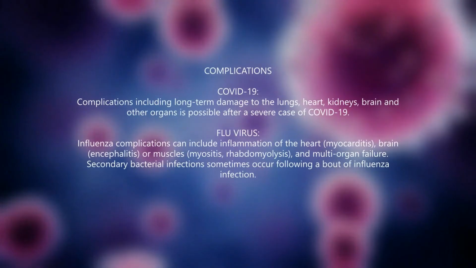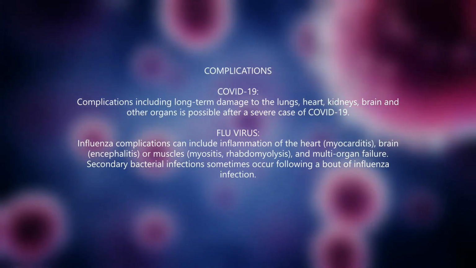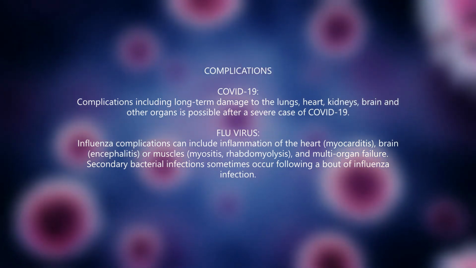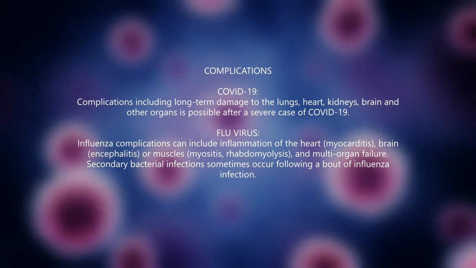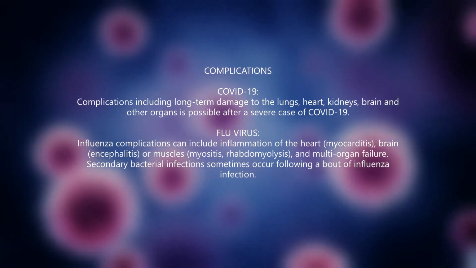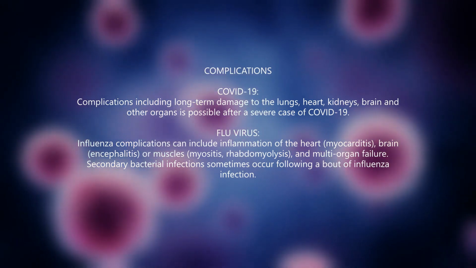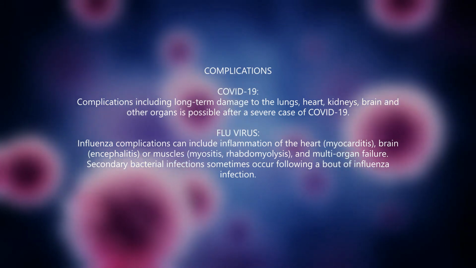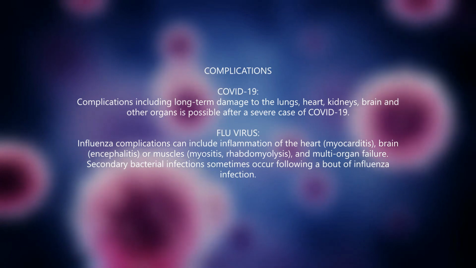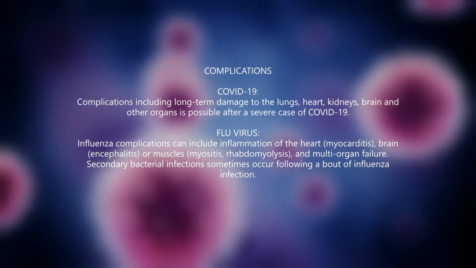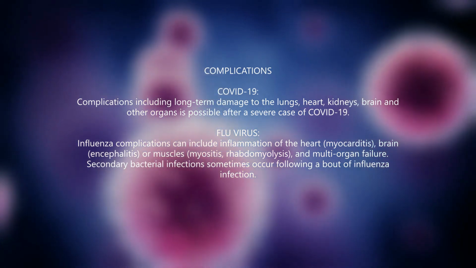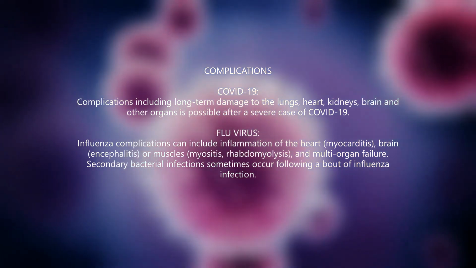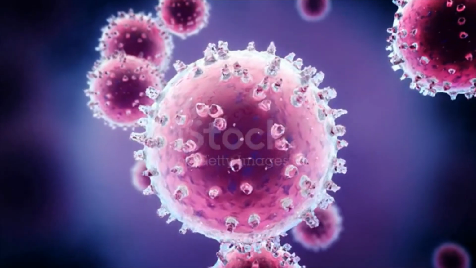For COVID-19, complications including long-term damage to the lungs, heart, kidneys, brain, and other organs are possible after a severe case of COVID-19. While for influenza, complications can include inflammation of the heart, brain, or muscles, and multi-organ failure. Secondary bacterial infections sometimes occur following a bout of influenza infection.